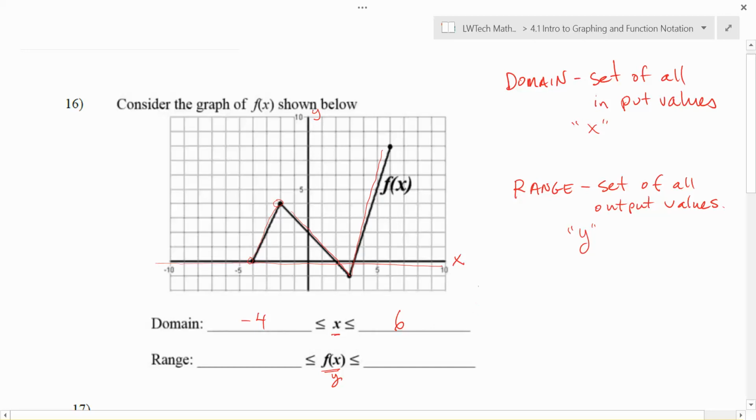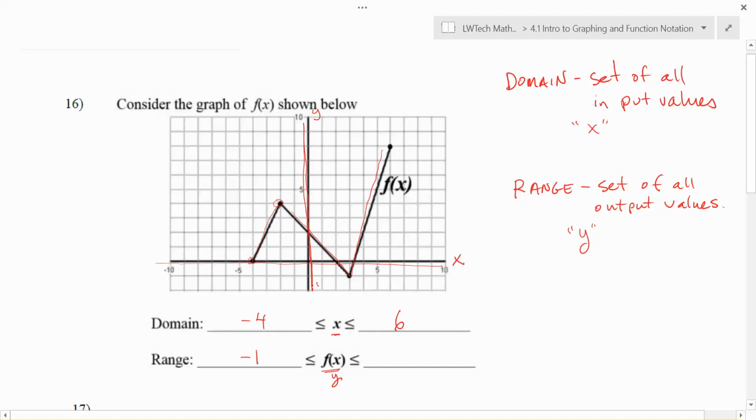For the range, we're going to do the same thing, except instead of looking at the values that are taken on from left to right, we're going to look at the y-axis. So we're going to be looking this way and see what's the smallest y value that gets taken on and what's the biggest y value that gets taken on. In this case, the lowest that the graph ever goes is down here at y equals -1. So that's going to be our smallest value.